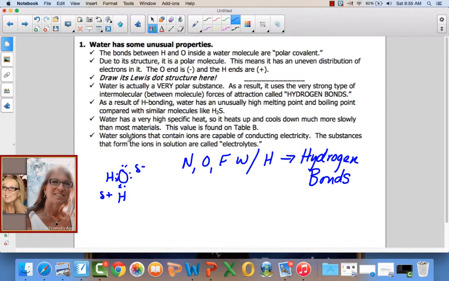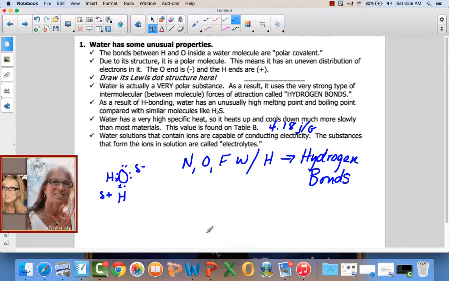As a result of this hydrogen bonding, water has an unusually high melting point and boiling point. And that's also similar to other molecules like H2S, because sulfur is in the same group as oxygen and therefore would behave similarly due to the same number of valence electrons. Water also has a very high specific heat. We can find this in Table B. It is 4.18 joules per gram, and we use this value when we're calculating heat problems.